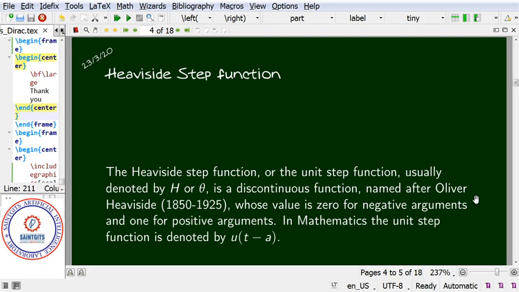It is like positive thinking. Whatever you see is positive, we give importance to everything, equal importance to everything. If you see something negative, you completely discard it. That means we assign 0 value to that. Such a good qualitative and also quantitative function is the Heaviside step function. In mathematics, the unit step function is denoted by u of t minus a, where t is our variable, and a is called the threshold.